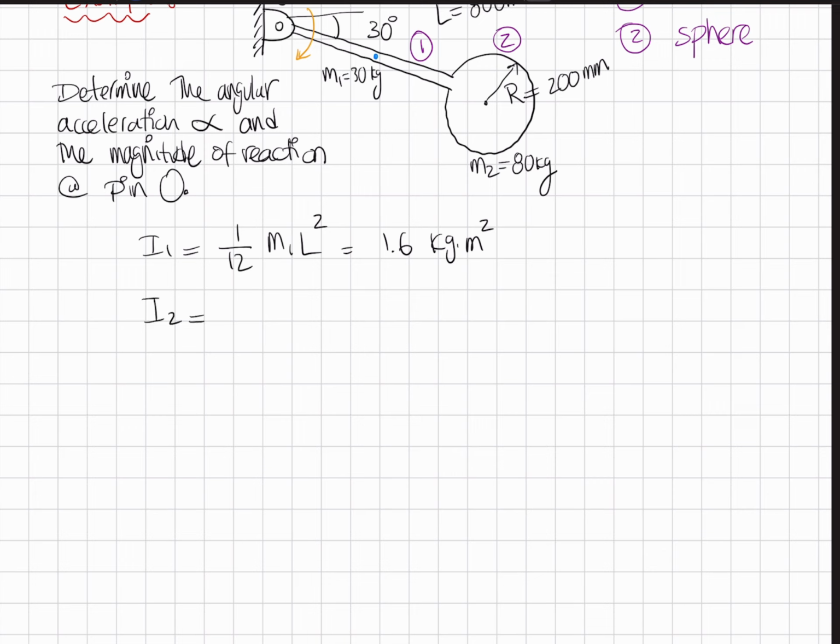Next up, we want to look at I2. This is for the second shape. The second shape is a sphere, and when we're looking at its centroid being down its center, the middle, I2 ends up looking like this: 2 over 5 m2 r squared. We already have r, we already have m2. Plugging these in gives us 1.28 kilogram meter squared. So that's very good. We have two mass moments of inertia.